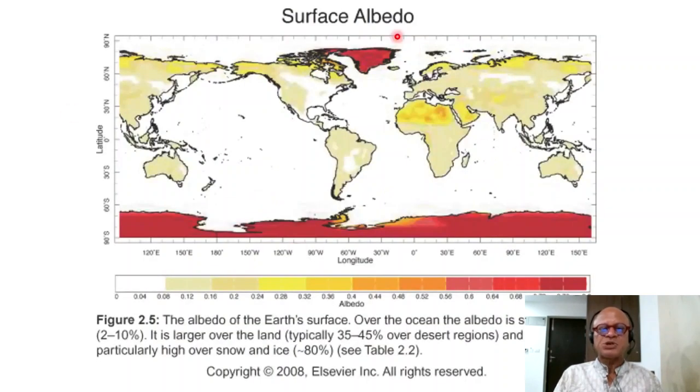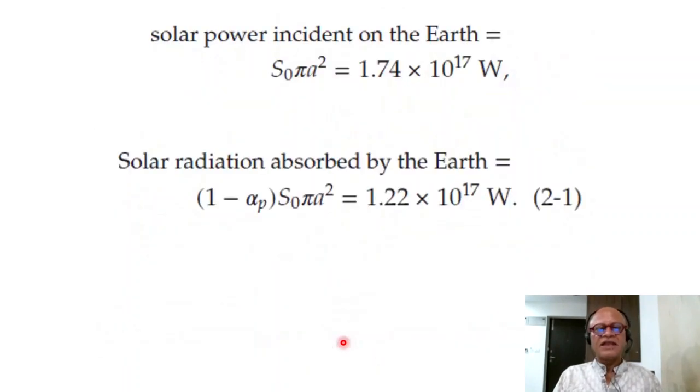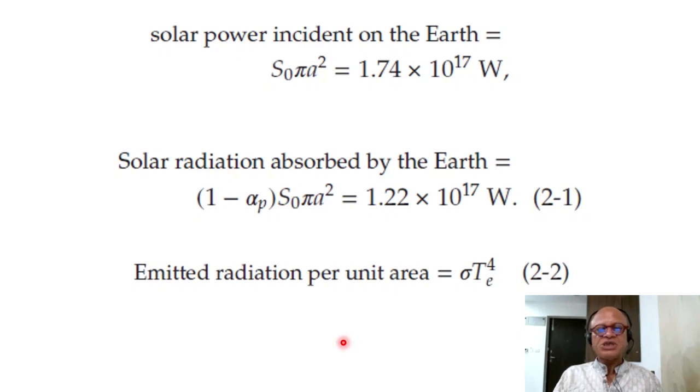If you average this all over, you will typically get about 30% as the total net albedo. Now, emitted radiation per unit area. Remember that Earth is emitting radiation from every point on the surface of the sphere, and this energy is the black body radiation that we mentioned before, which is sigma TE to the fourth, where TE is the emission temperature. We are not saying where it's coming from.